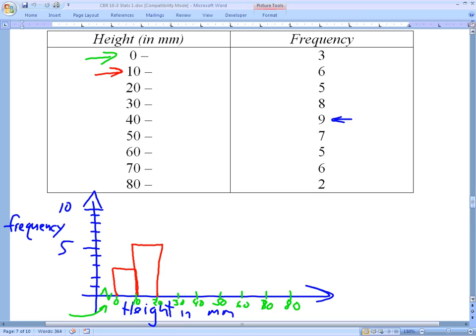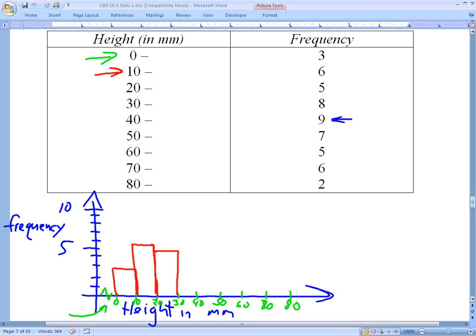Sorry, my bar got a little carried away from me. And you'll notice, once again, my bars touch because where one ends, that's where the next one picks up. And then I go from 20 to 30, and there were 5 there. So I can sort of cheat and just steal the right side of that bar.